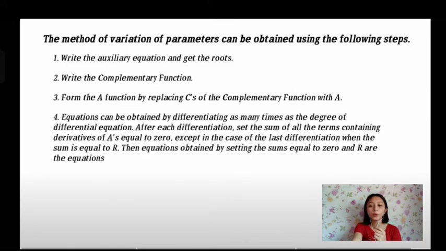Step 4. Equations can be obtained by differentiating as many times as the degree of the differential equation. After each differentiation, set the sum of all the terms containing derivatives of the a's equal to 0, except in the case of the last differentiation when the sum is equal to r. Then equations obtained by setting the sums equal to 0 and r are the equations.